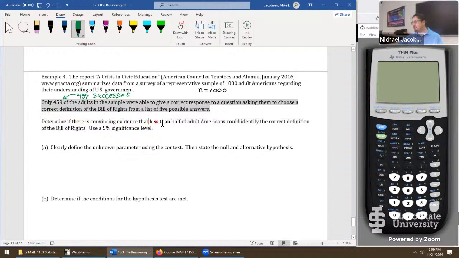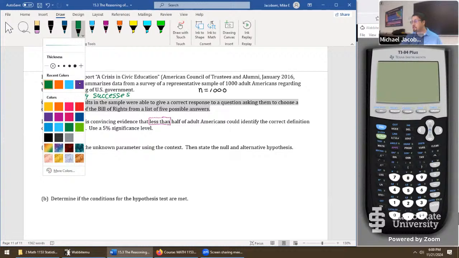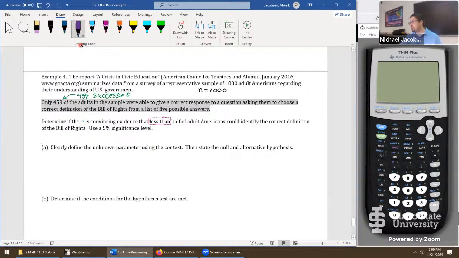Convincing evidence that less than half, if your eyes paused right here and you thought to yourself, left tail test, good on you. That's the keyword that's indicating it right at that spot. The less than, really. So this less than right here tells us we have a left tailed test.